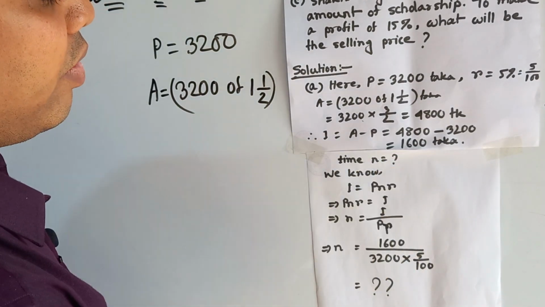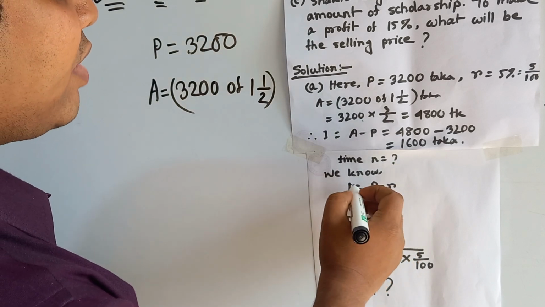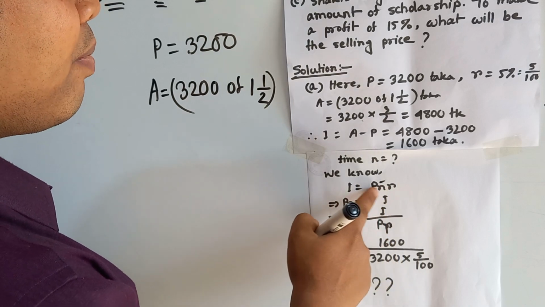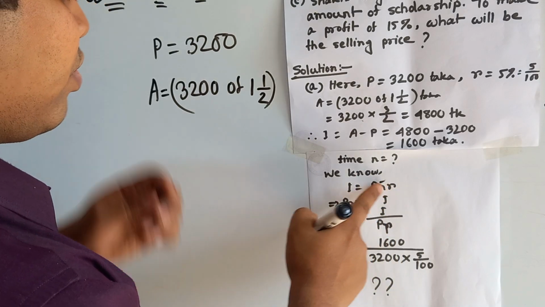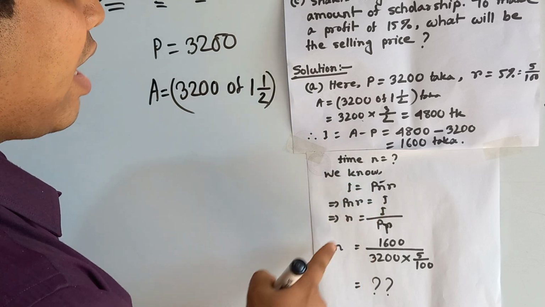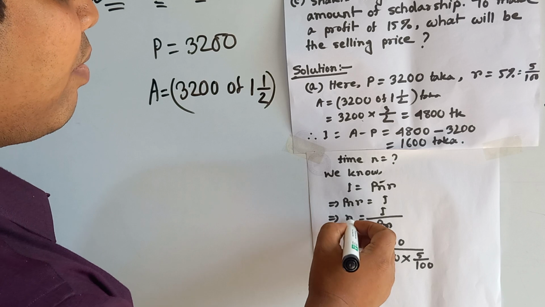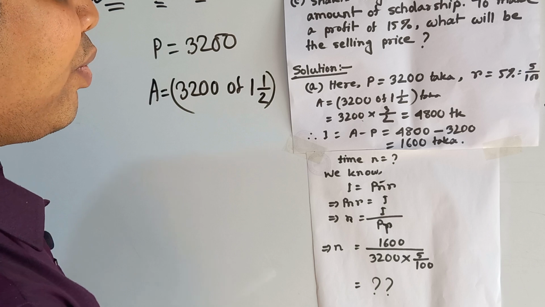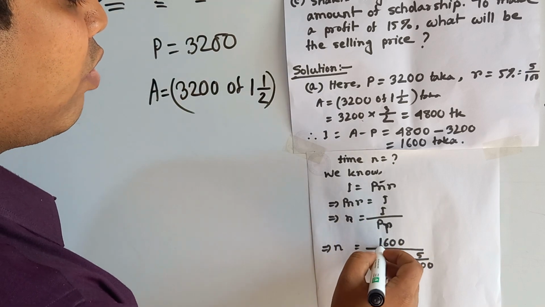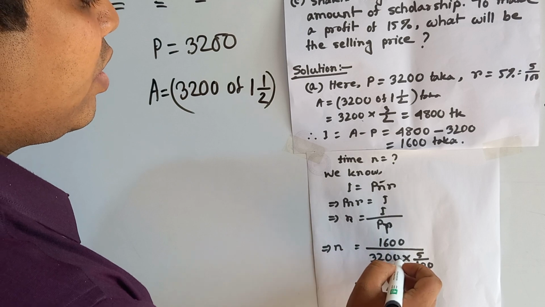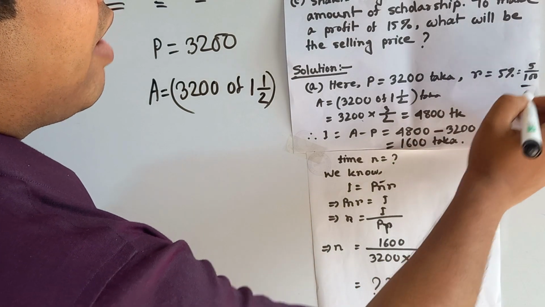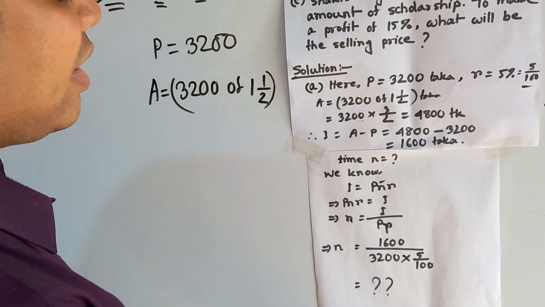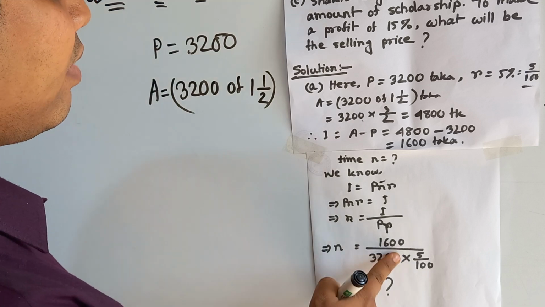And time N equal to what? We need to find out. We know that the formula of simple profit is I equal to PNR. We need the value of N only. For this reason, PR changes its position: N equals I divided by PR. Now we put the value of I and P. I equal to 1,600 and P equal to 3,200 taka, multiplied by R equal to 5 by 100 taka. My dear students, now you do the calculation and you get the answer.